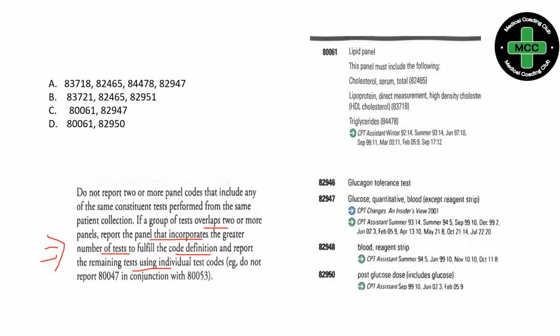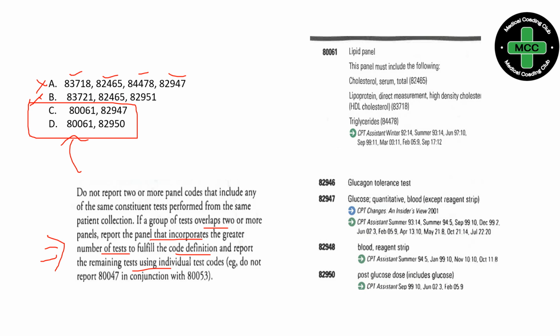If you find any tests being repeated, then you cannot code the two panel codes. Instead, you will code the panel which has more tests, and you will code a few individual test codes which are unique. So that is the guideline we follow. In classes I'll explain everything properly. So here you can just see this option. You can eliminate option A and option B because all tests are given with individual codes. Just compare option C and option D.